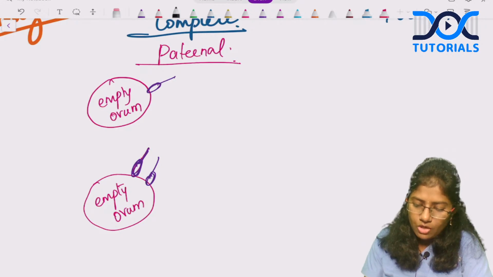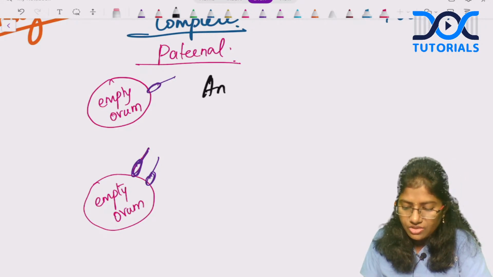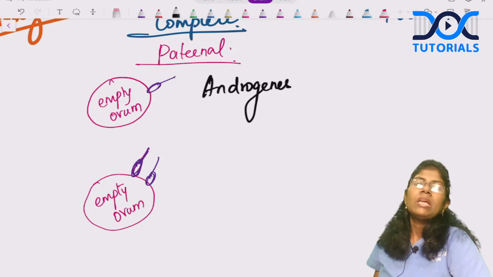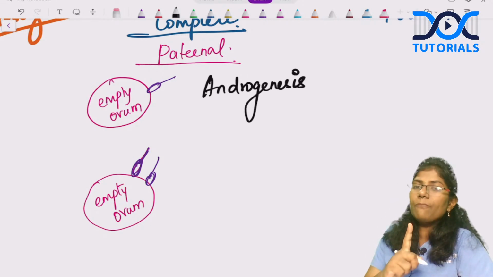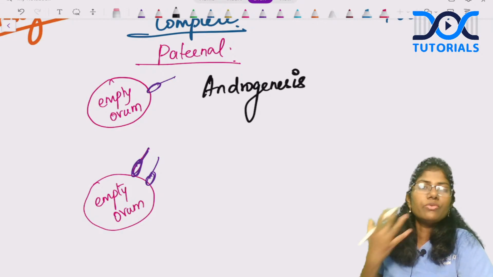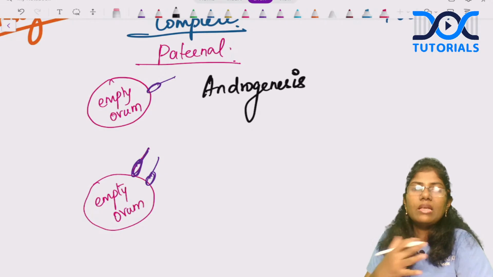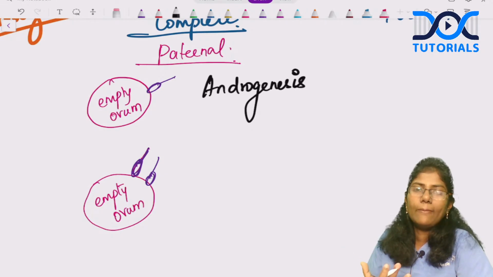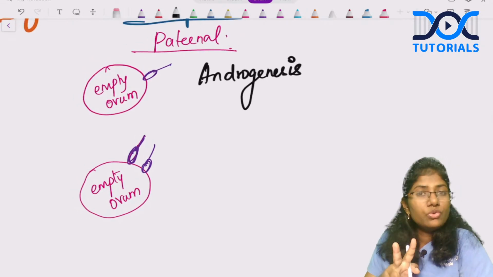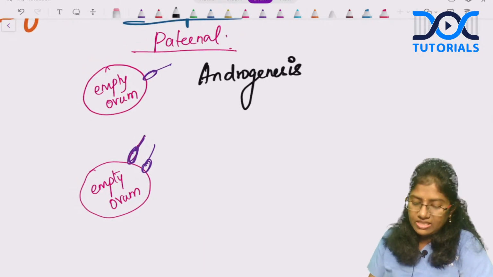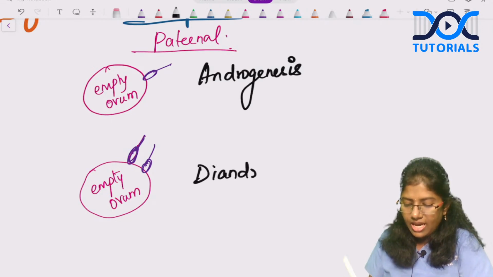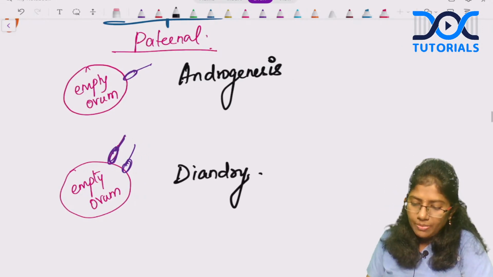If it is one sperm, we call this process androgenesis, where only one sperm fertilizes the egg and that sperm duplicates and produces another copy of its own, and fertilization occurs among them. If two different sperms fertilize the egg, you call that diandry. So what happens as a result?